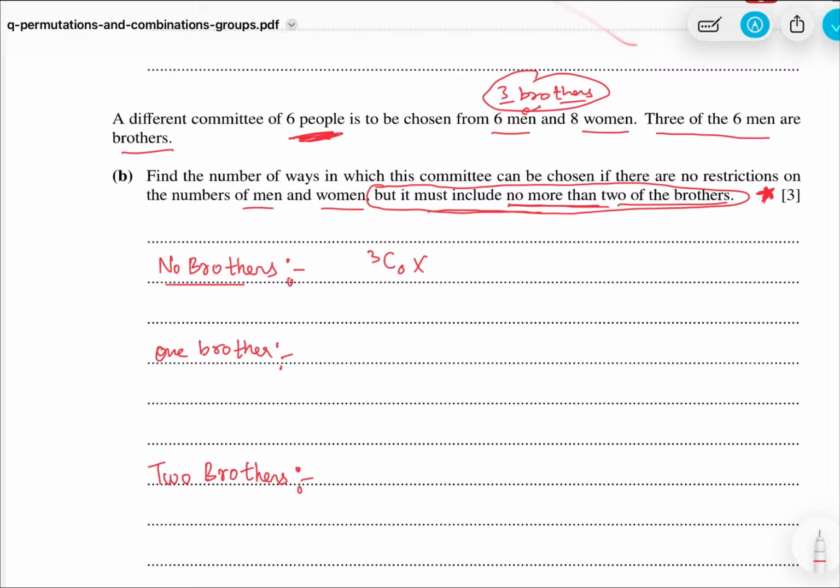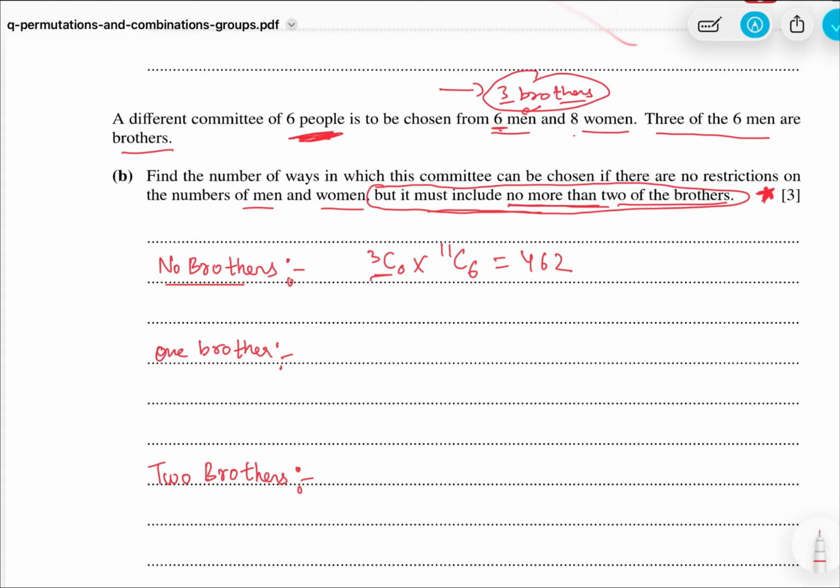So 3 from here, because we have excluded these three brothers. See, 3 plus 8 is 11. So out of 11 we need 6. So 11C6, that is equal to 462.